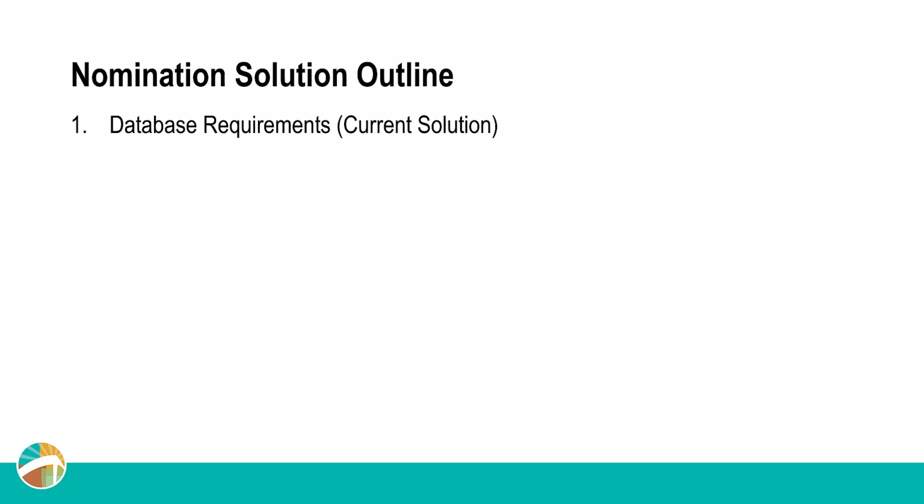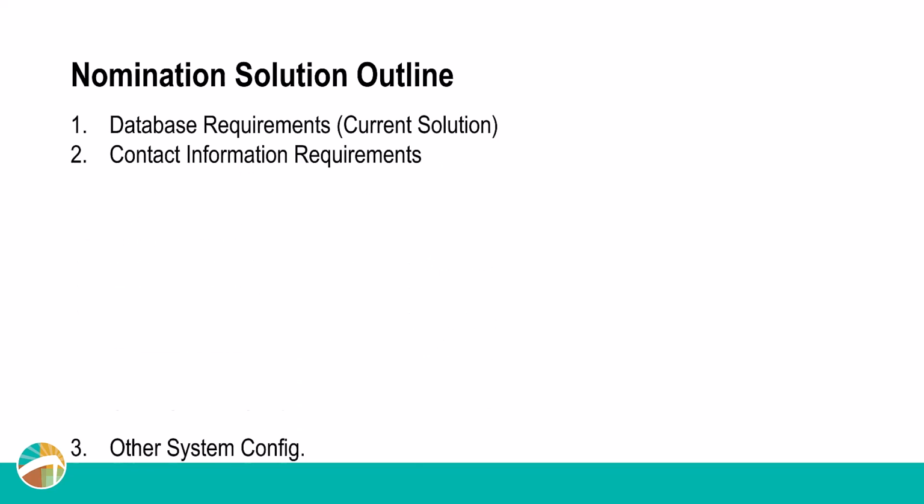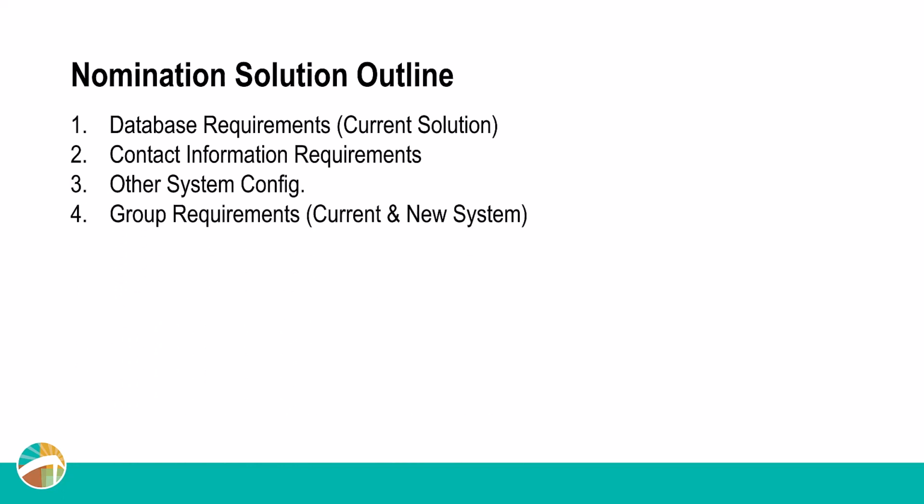What we'll be looking at in this video is database requirements, contact information requirements, other system config stuff that we will need, group requirements, the candidate selection and grouping. So how are we going to select candidates to put them in the group that we want to use for nomination?